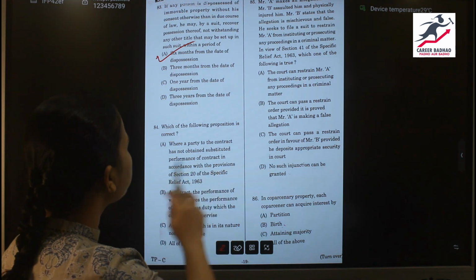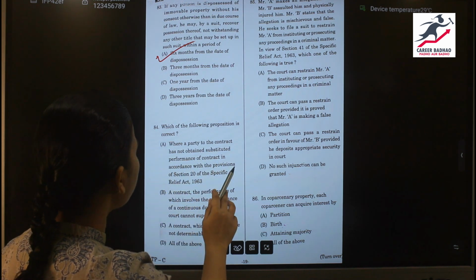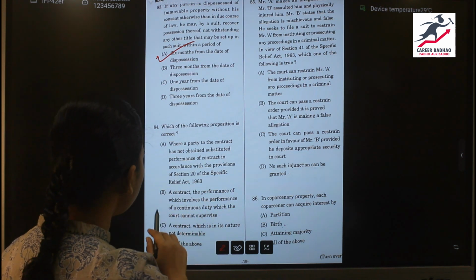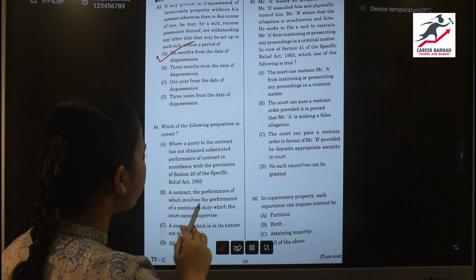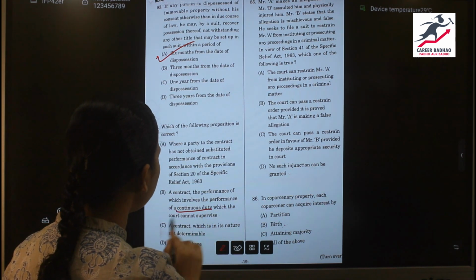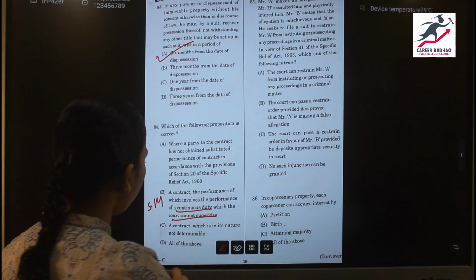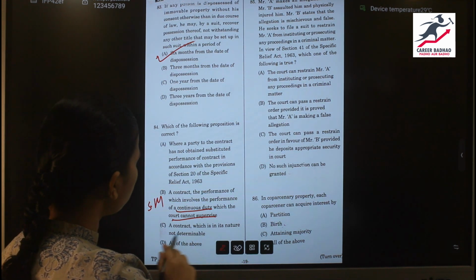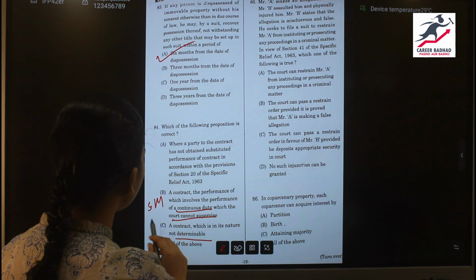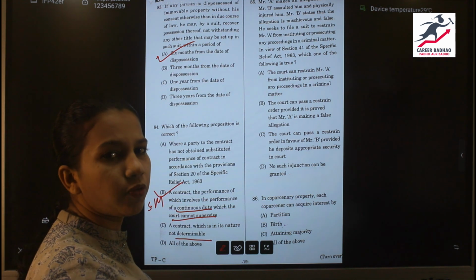Which of the following propositions is correct? Option A, where a party to the contract has not obtained substituted performance of contract in accordance with the provisions of section 20 of the SRA; option B, a contract the performance of which involves the performance of a continuous duty which the court cannot supervise. Yes, continuous duty the court cannot supervise. This is as per section 14 of SRA. And option C, a contract which is in its nature not determinable. No, it is determinable. Or all of the above. So the correct answer here would be option number B. This is regarding section number 14 of SRA.